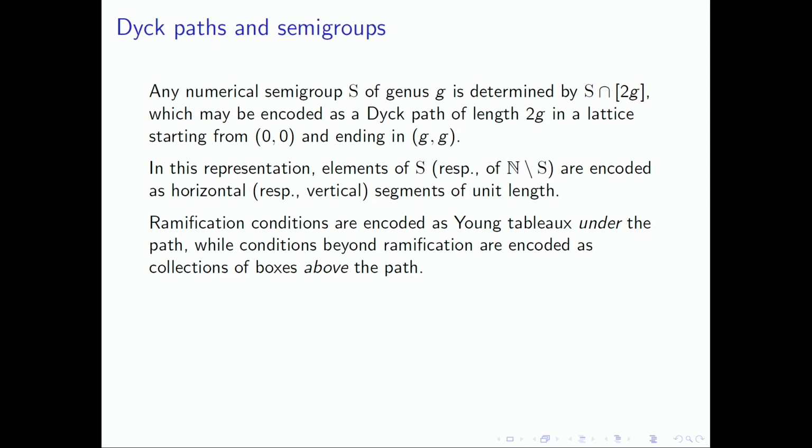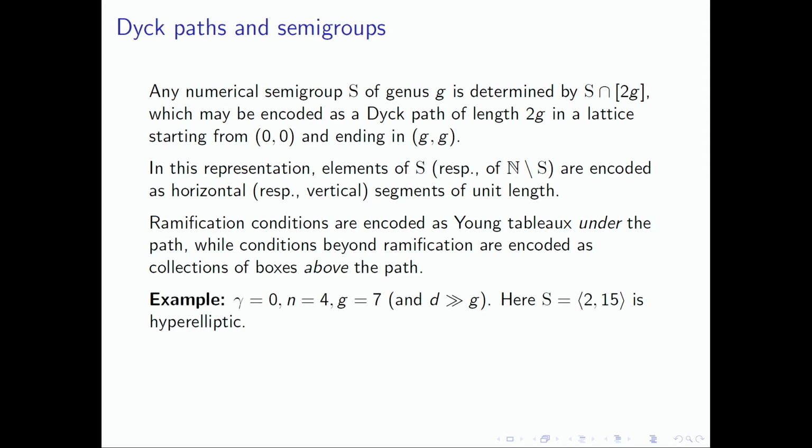And so then, very roughly speaking, the idea now is that in my combinatorial model, ramification conditions are going to show up as Young tableau boxes underneath the lattice path, whereas conditions beyond ramification are going to be encoded as collections of boxes above the path. So I'll try to give a visual example to explain what that means. Actually, there's a typo in here. This gamma is a parameter that should no longer appear.